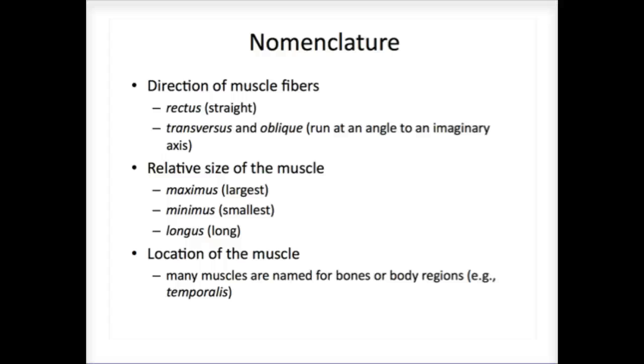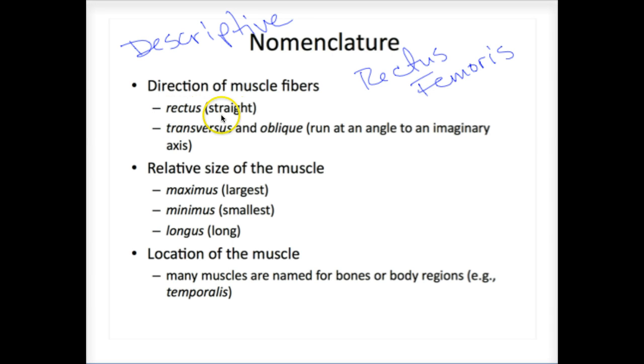Now, the nomenclature is actually really important. One of the things you have to remember about nomenclature, it's descriptive. You're being told a lot of information by a muscle name. So here's a new one, rectus. Rectus means straight. So if I have a muscle called the rectus femoris, you know a couple of things. You know the organization of the muscle. It's perfectly straight. We also know by femoris that it's going to be in a particular location.